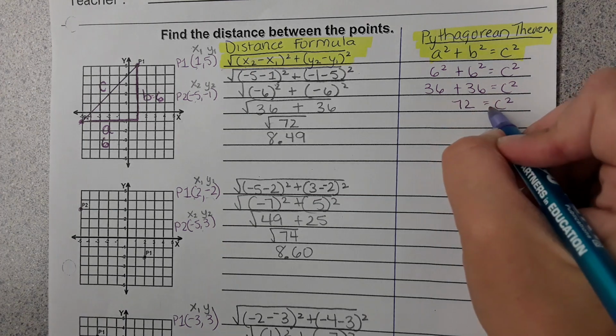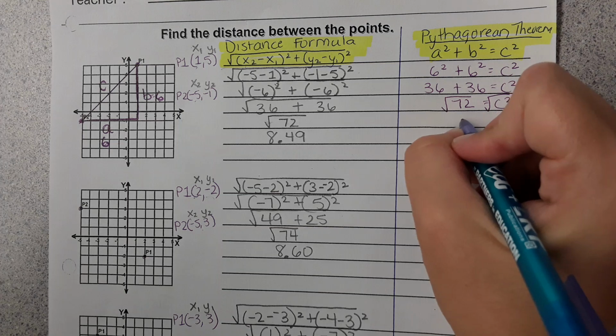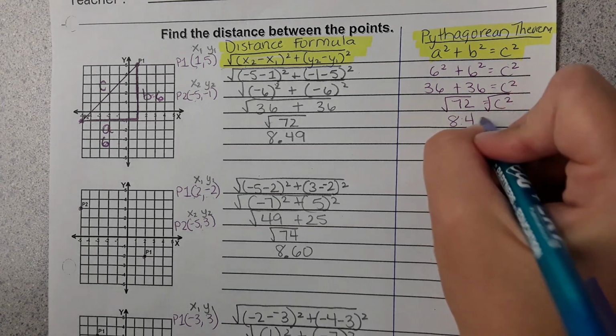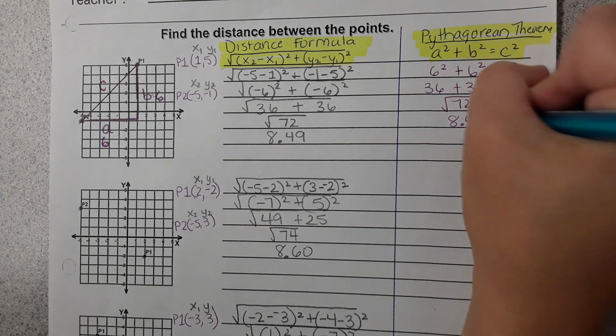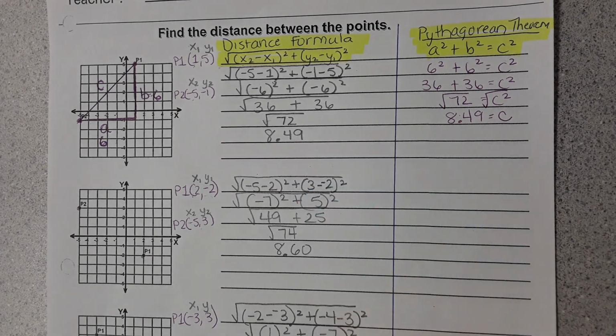And then the last step is to take the square root of both sides to get c by itself. And you get 8.49, rounded to the nearest hundredth. And you'll notice that your answers match. It's just two ways to do the same thing.